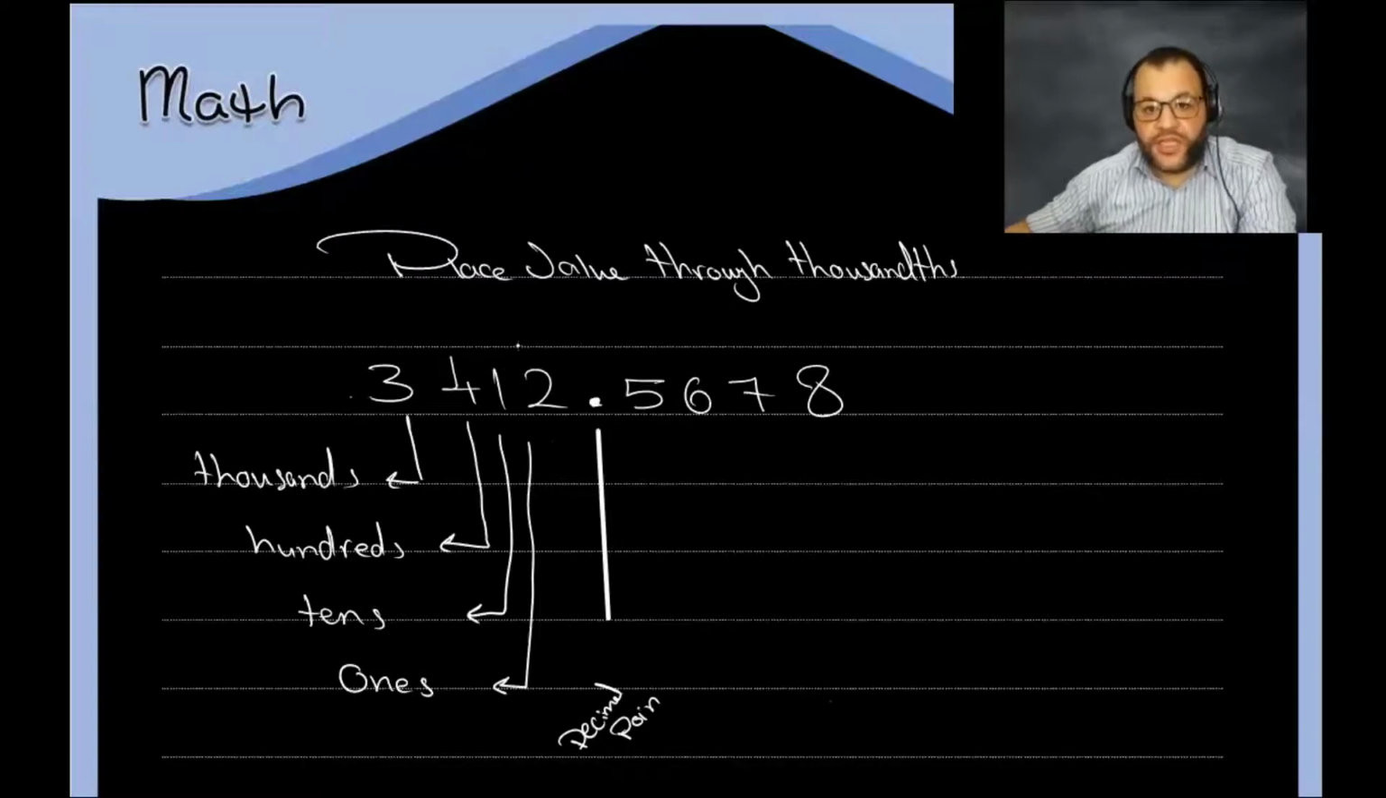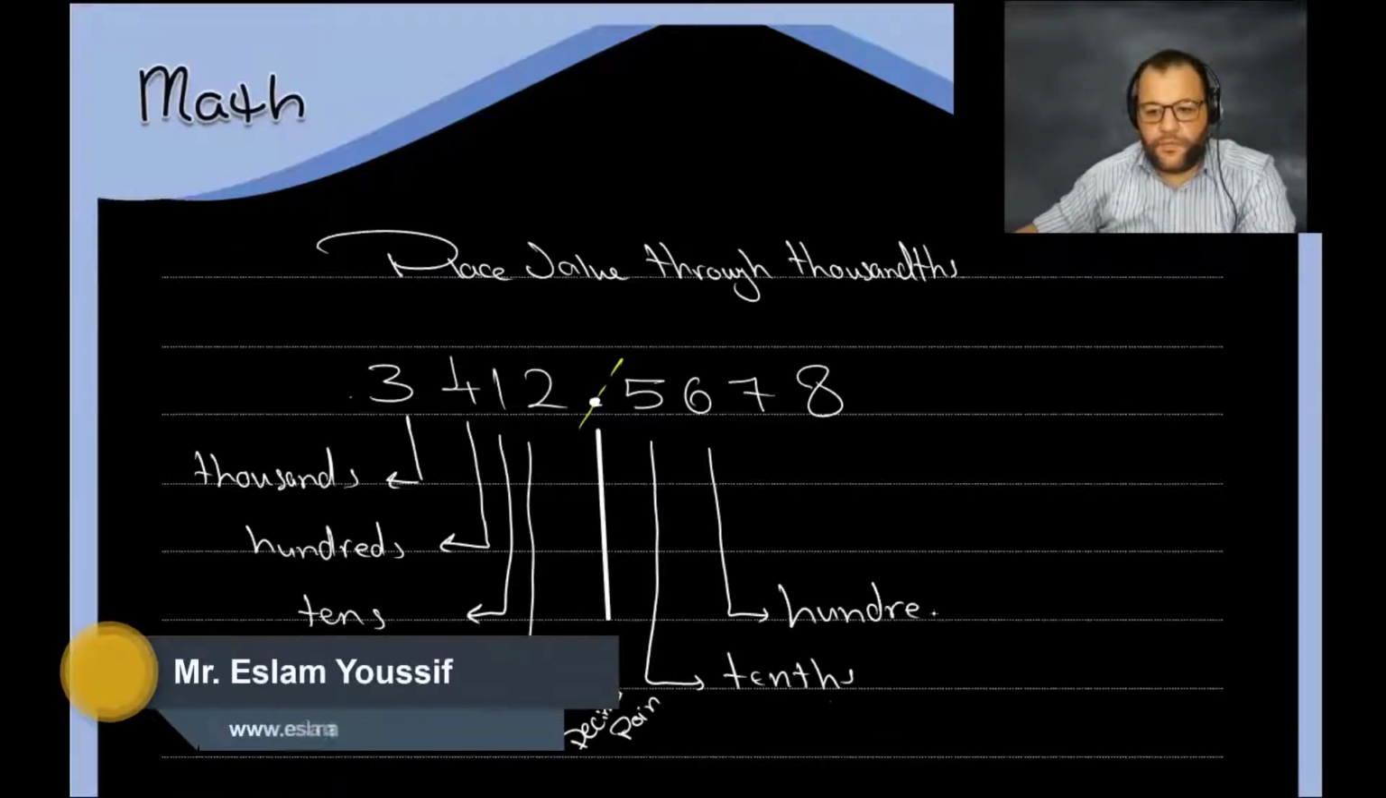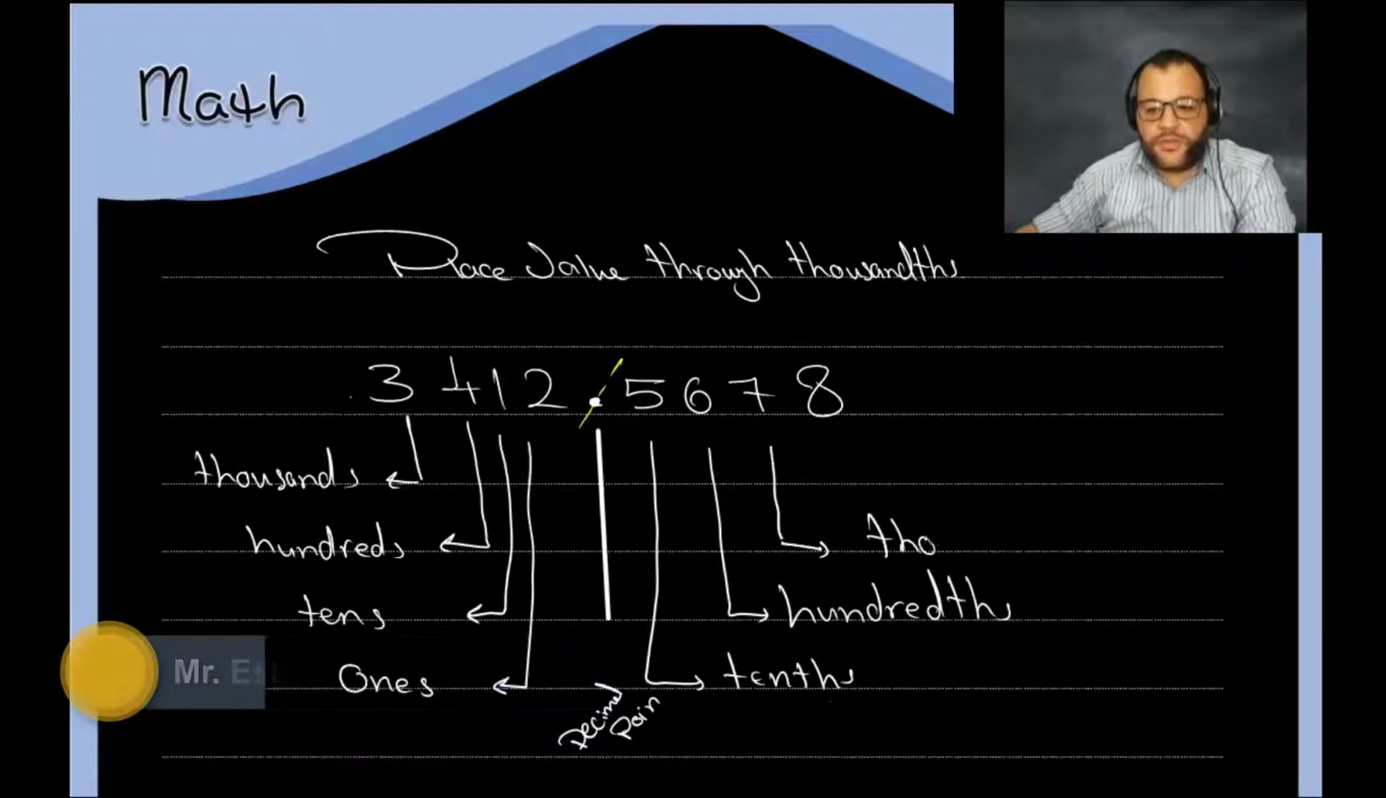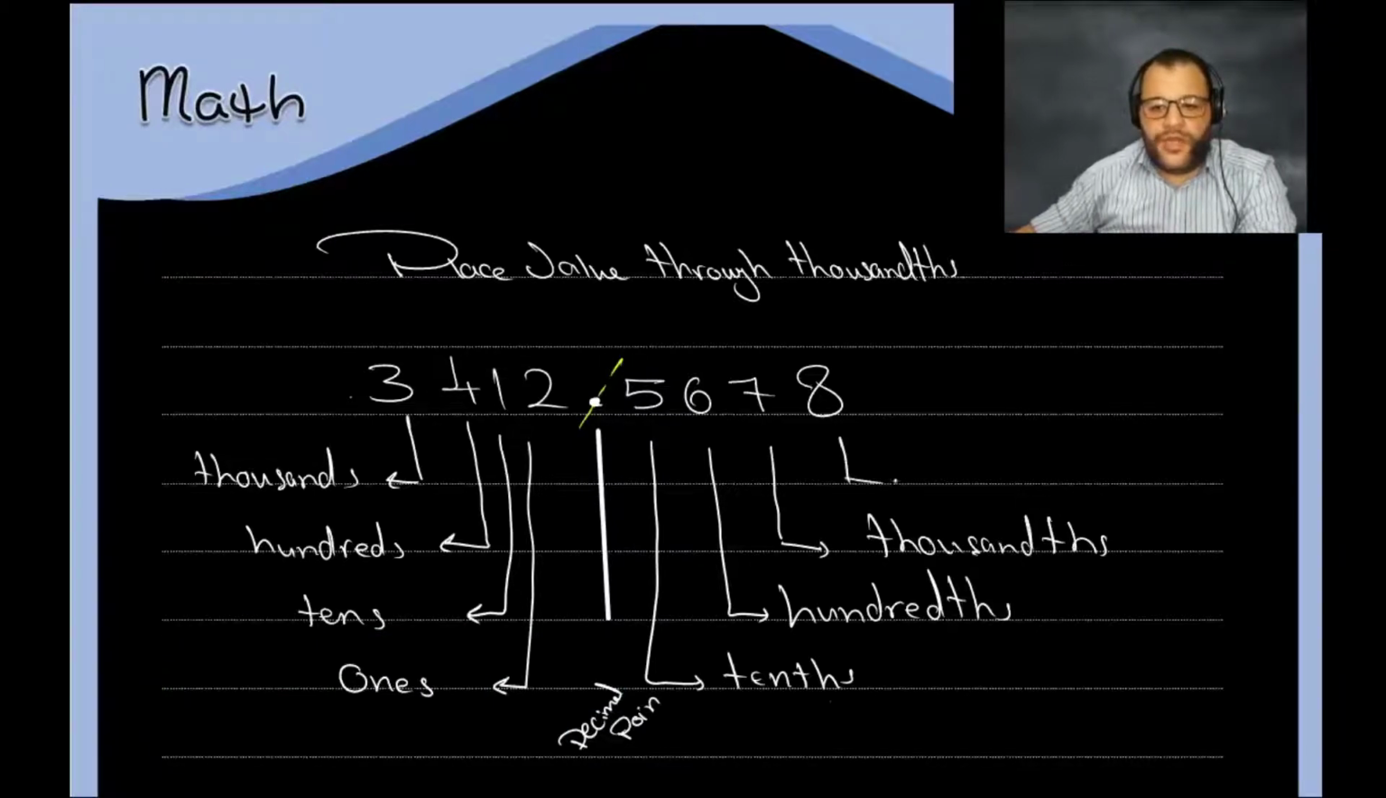If you look at the right of the decimal, the decimal is dividing the number now. The first number at the right here is called tenth. The next number is called hundredth. After that it will be thousandth. The next will be ten thousandth.